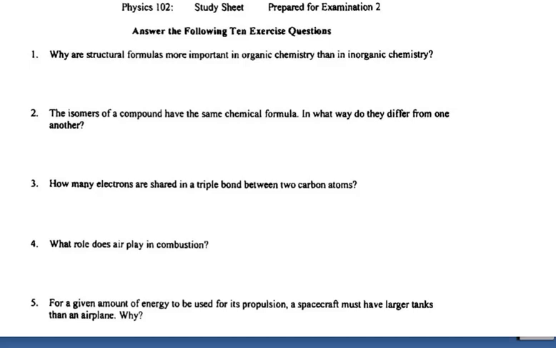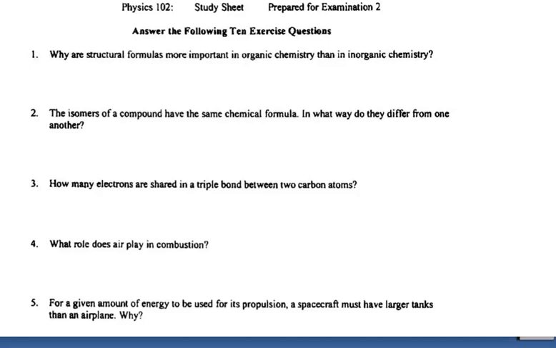Number two, the isomers of a compound have the same chemical formula. In what ways do they differ from one another? I just stated that. Isomers of a type have the same molecular formula, but they differ in structural formula. And since the structural formula is different, the properties of isomers would differ also.